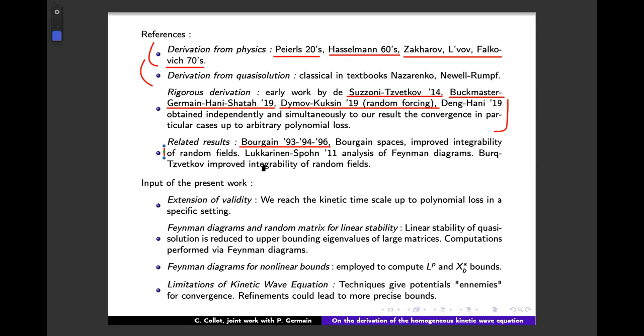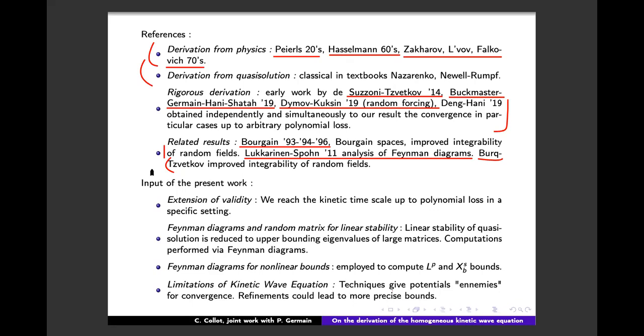Then for the Feynman diagrams, there was some very important paper by Lukkarinen and Spohn, who did the analysis of them in some weakly nonlinear regime as well. And finally, Zvetkov, for the wave equation, built on the work of Bourgain and also showed how you can control your solution if you have some Gaussian initial data.